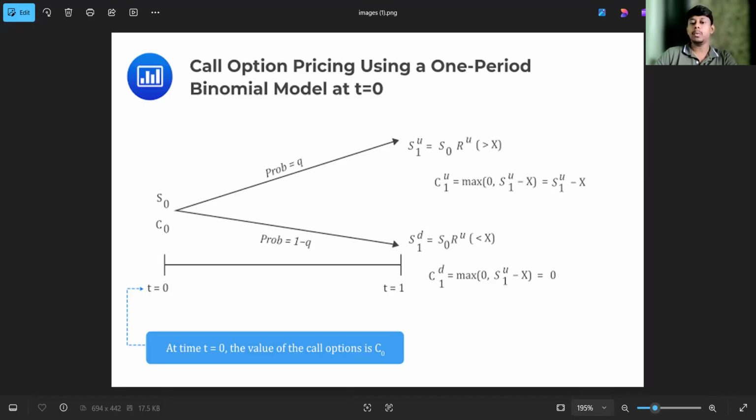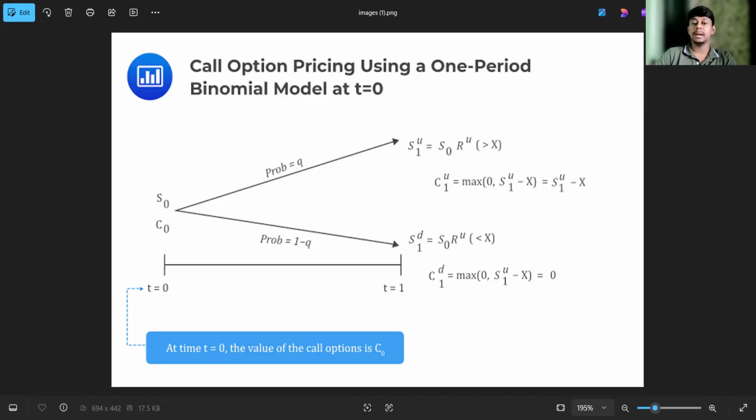Build a simple one-step example. Let's build a simple version so the logic is crystal clear. Say a stock is at 100 today. In one period, it will either rise to 110 rupees or fall to 90 rupees, nothing in between. Now, say you own a call option that gives you the right to buy the stock at 100 rupees. This is called the strike price.